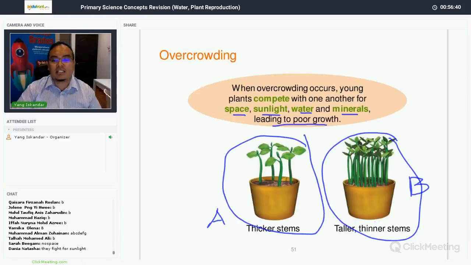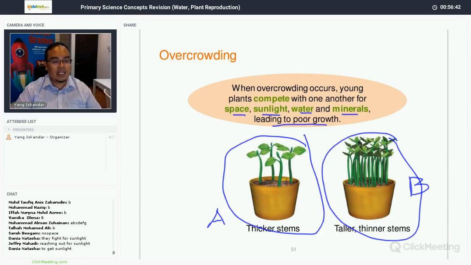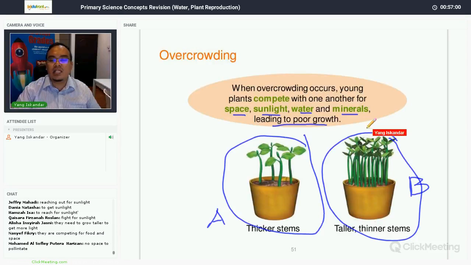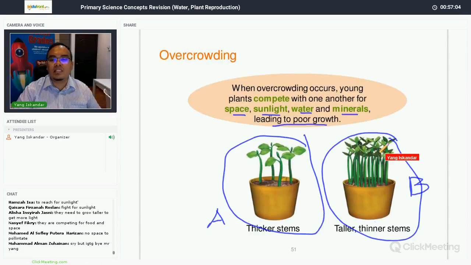No space. To fight, yes. Dania, because they have to compete for sunlight, right? So when they have to compete for sunlight, they will try to outgrow each other. They try to outgrow each other, leading to thinner stems because they have to grow taller. So in the end, they will not be able to grow well because of this overcrowding and competition for sunlight.